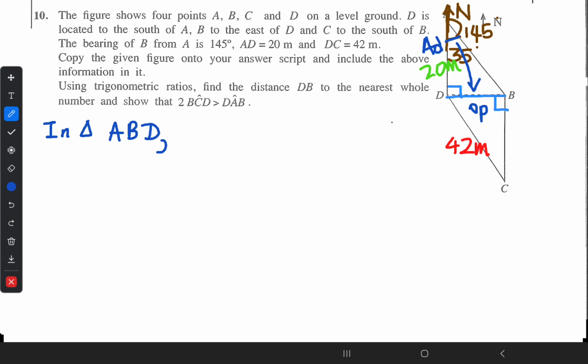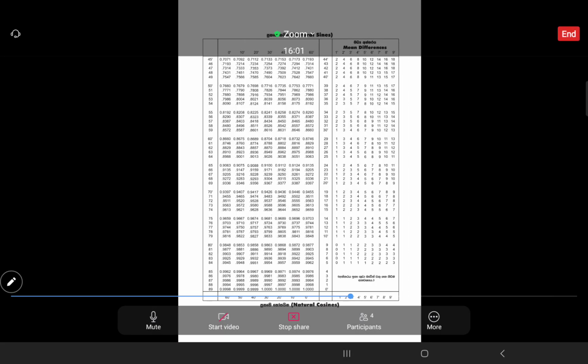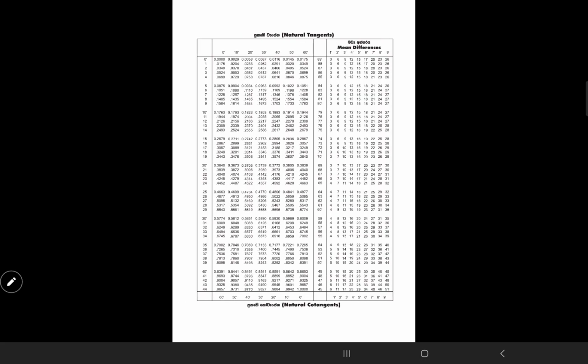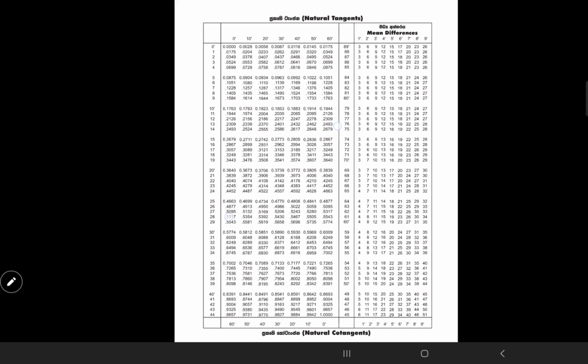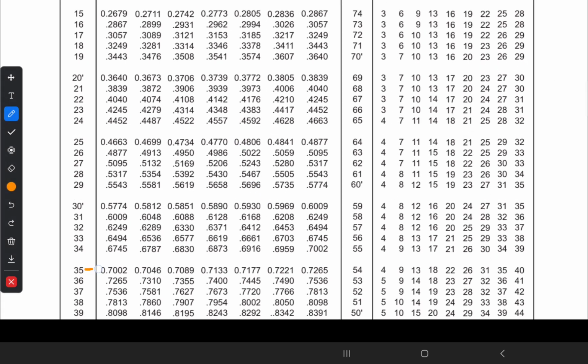For that, I am going to write this is opposite, this is adjacent. That means the ratio we have to use is tan 35. Tan means opposite side upon adjacent side. Tan 35, we have to use the table, and the opposite side, which is DB, is what we need to find. And the adjacent side, we already know as 20 meters. By using the tan table, let's find tan 35. This is our table, but here you should carefully find the natural tangents. In the tangent table, you should find tan 35 degrees. Tan 35 degrees is this one, in the 35 row and 0 column.